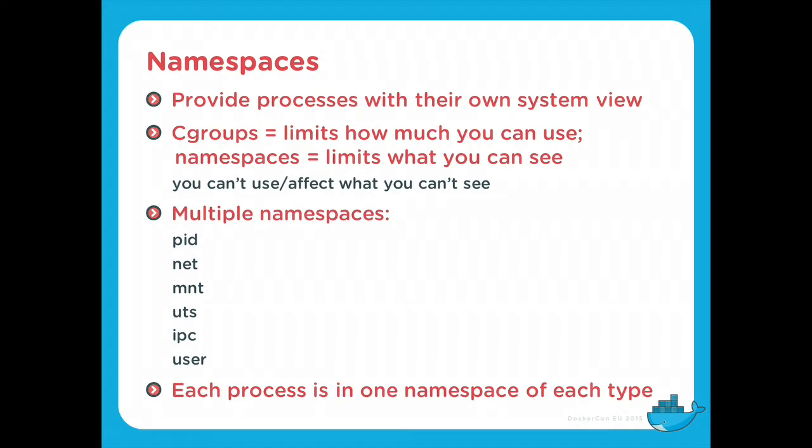Next big building block, namespaces. So cgroups were about limiting what you can use, in quantity. Namespaces are limiting what you can view, so it's more like quality. Quality versus quantity. There are multiple namespaces here as well: PID, NET, MNT, UTS, IPC, user. And again, each process is in exactly one namespace of each kind. So a given process will be in that PID namespace and that other NET namespace and this other MNT namespace and so on and so forth.